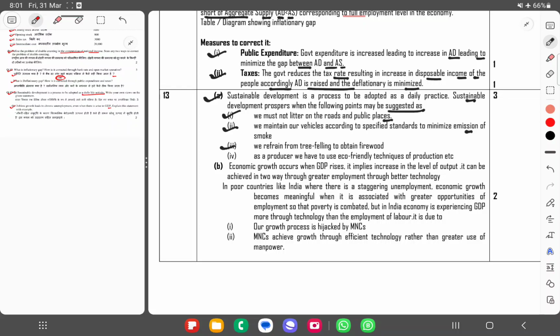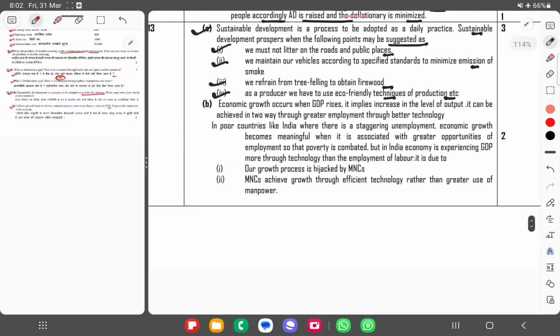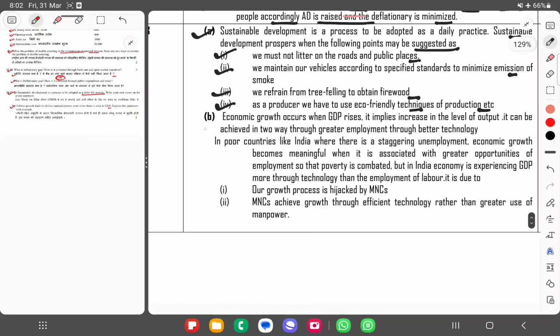We refrain from tree felling to obtain firewood. Okay. As a producer, we use eco-friendly techniques for production, etc. Okay. Next one, coming to the B part.